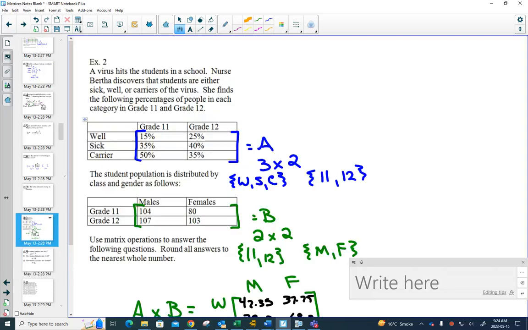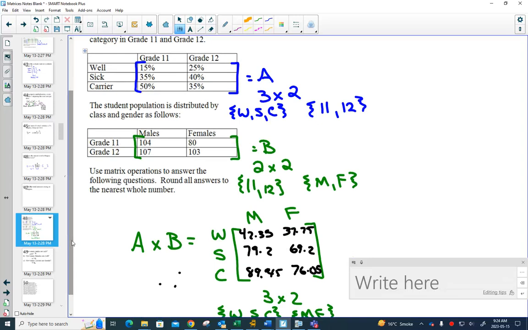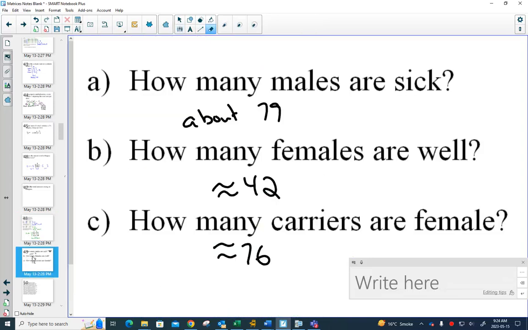Did I take the wrong number? Yeah. Females are well? Yes, it is. Should be 38. Thank you.